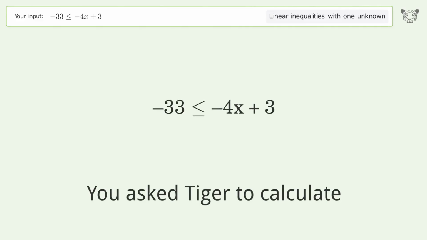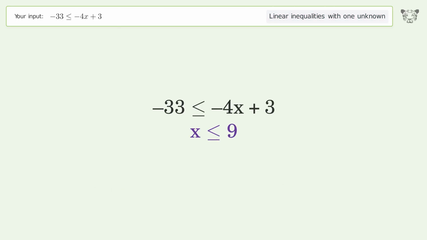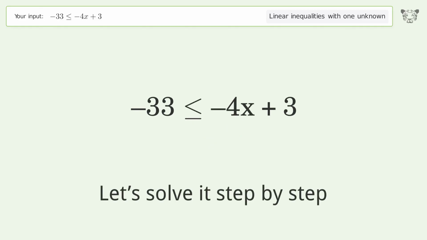You ask Tiger to calculate. This deals with linear inequalities with one unknown. The final result is x equal or smaller than 9. Let's solve it step by step.